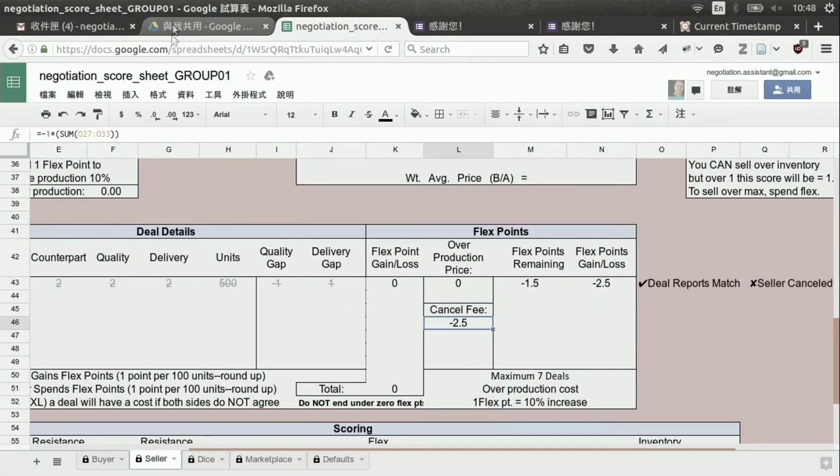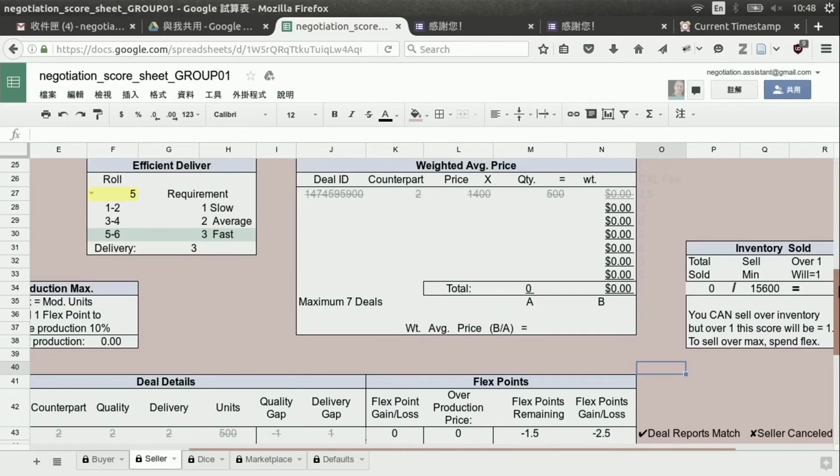Okay, now we come back to group 1 here, group 1. They canceled the deal, and you can see up here, little gray area, 2.5 is the price for canceling that deal. CXL is short for cancel.